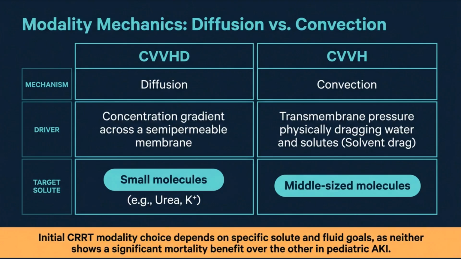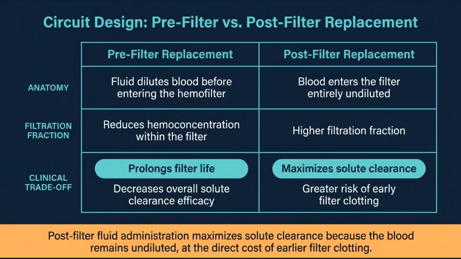The choice between CVVH, CVVHD, or a combination like CVVHDF does not significantly impact overall mortality in pediatric acute kidney injury. The key is matching the physics of the modality to the patient's primary metabolic derangement. Understanding the anatomy of a continuous renal replacement therapy circuit is essential for maximizing filter lifespan and clearance efficacy.